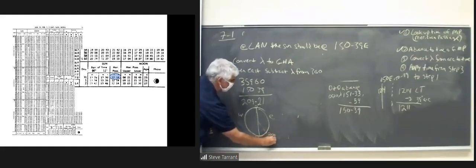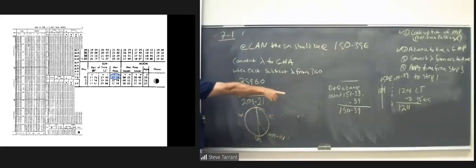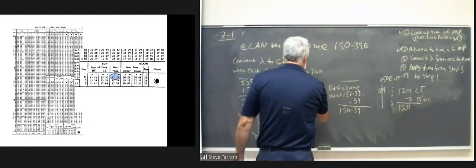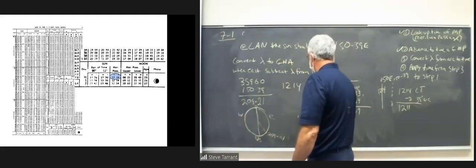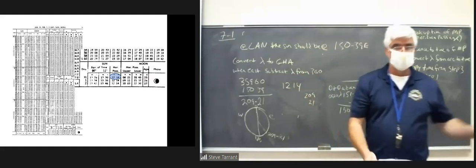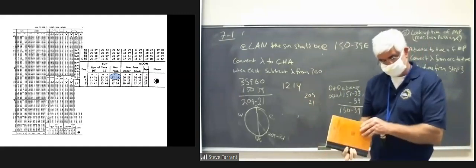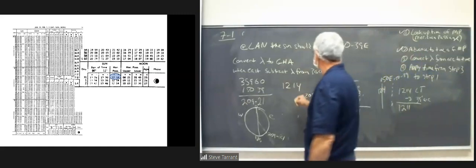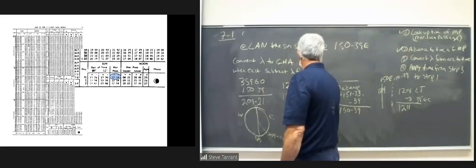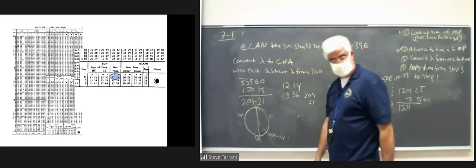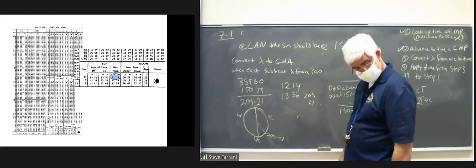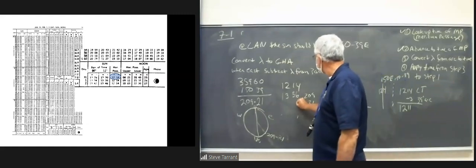This is 209:21, which is the GHA of 150:39 east. Now, I got 12:14. So now I'm going to do 209 degrees and 21 minutes. So what's 209 degrees? 13 hours and 56 minutes. Yep. And 21 minutes is like 1 minute and change. So that's going to be 1.